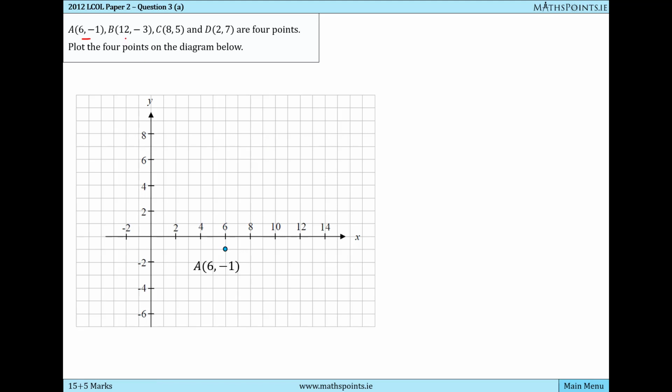The point B goes over 12 on the x-axis, and then down 3 or minus 3 on the y-axis. That's the point B. The point C is over 8 on the x-axis, and then up 5 on the y-axis. That's the point C. And then the point D is over 2 on the x-axis and up 7 on the y-axis, and that's the point D. If we were to connect up the dots, we can see that it forms what looks like a parallelogram.